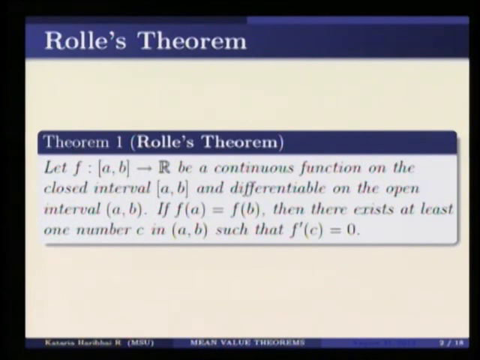Rolle's theorem. Here we will begin with a continuous function on a closed interval [a, b], and this function is differentiable on the open interval (a, b). It also satisfies the condition f(a) equals f(b). Then there is at least one number in the open interval (a, b) such that for that number the value of the derivative is 0.